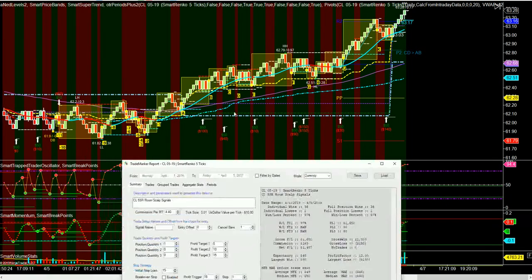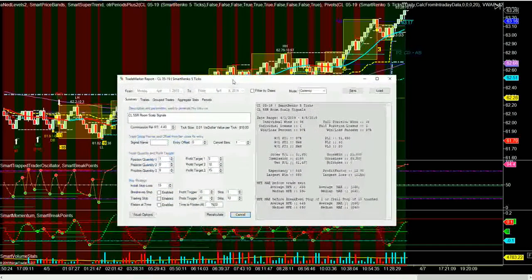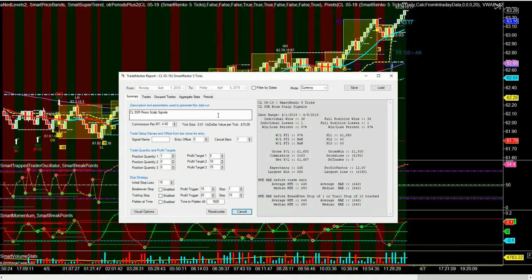Trade markers is a program that we use. It's a crude oil smart Renko room scalping signals. And you can see for the week 97% winners on this, and just taking the scalp. But you could also set this. You'll see this is about 1487 after commission and everything.